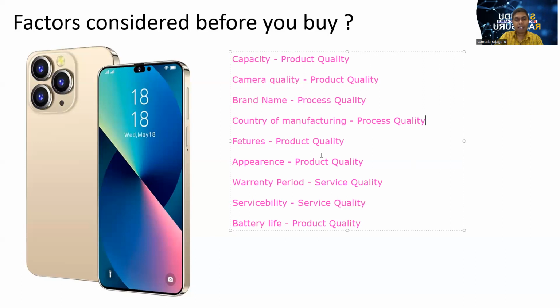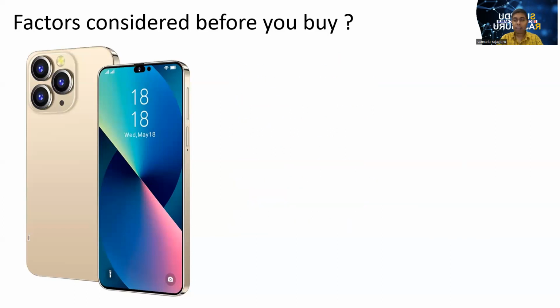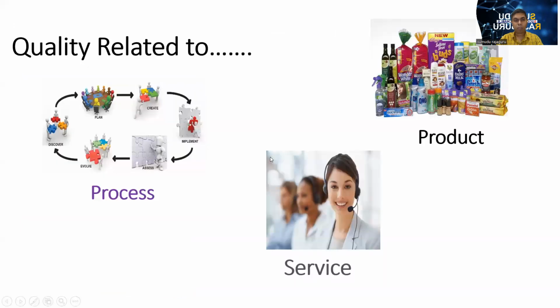So when we consider this example, we can clearly understand that when we talk about the product, there are three views of quality. What are those? Product quality, process quality, and service quality. Because of that, we say quality is related to three things, three views, three aspects. What are those three aspects? Product quality, process quality, and service quality.